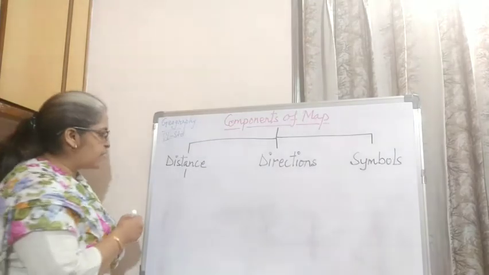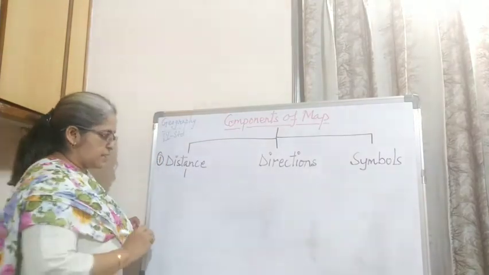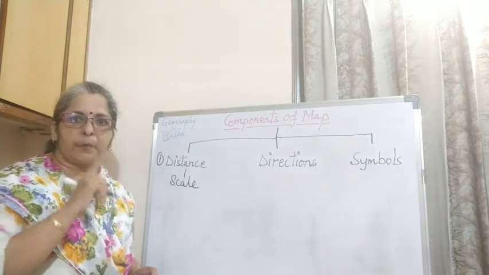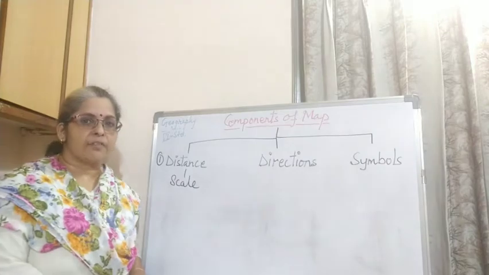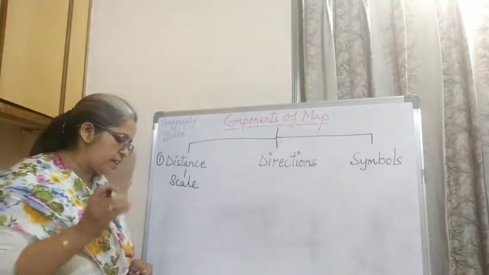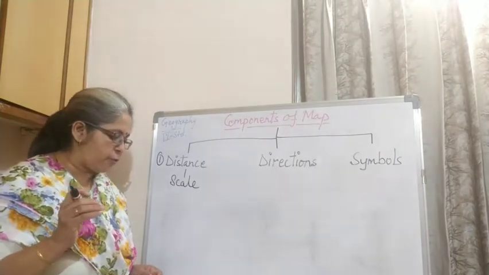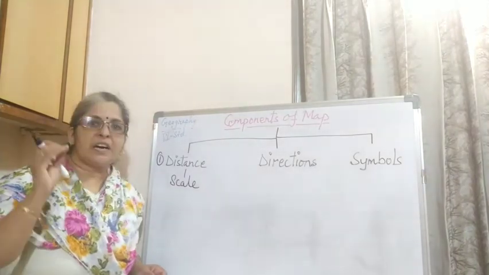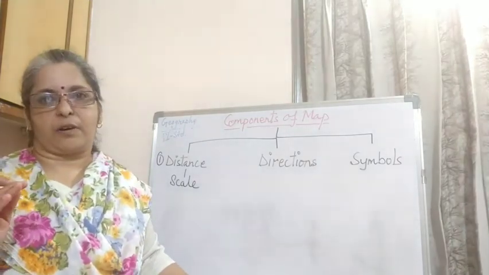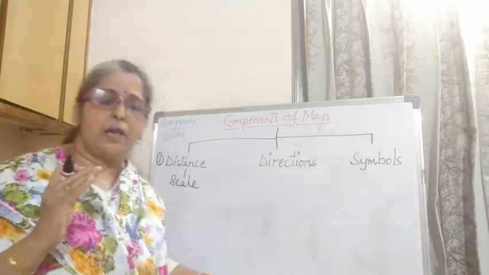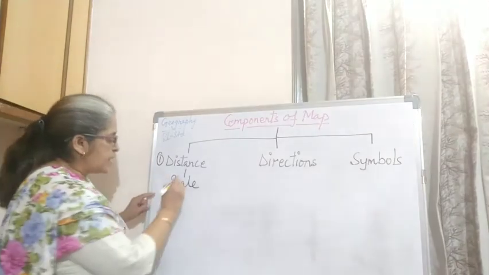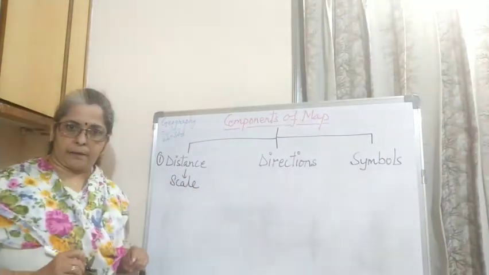Now, we start with number 1, which is distance. Distance means scale. As I told you in our previous session about the definition of a map, it is written that it is drawn on a flat surface of paper according to a scale. So when we draw any map on a plain surface or on paper, we have to be very careful and keep the distance in mind. Distance means we have to find the scale.